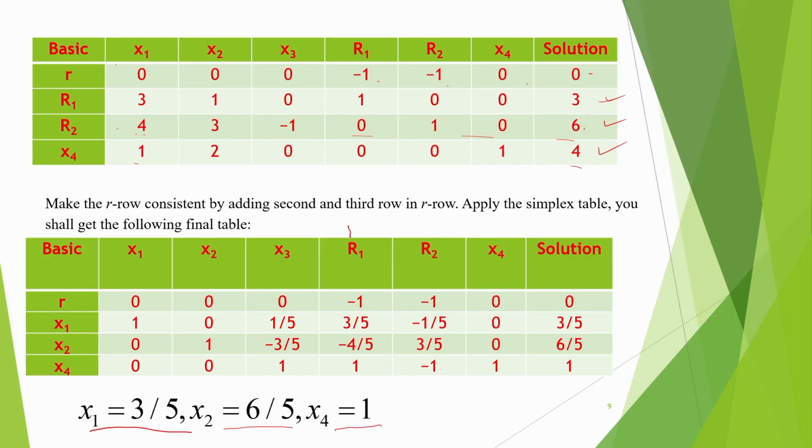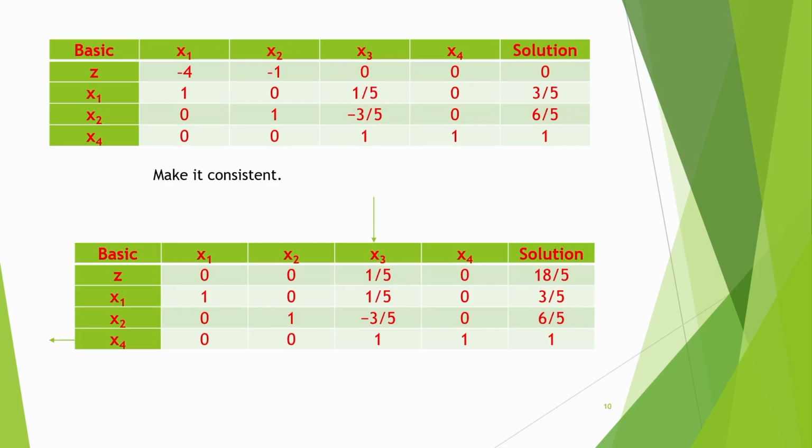So we got that and we can straightaway use this table for the next phase. We can remove R1 and R2 from the picture. We can just scrap them and write as usual. Now we take the original objective. So z is equal to minus 4, minus 1. We put minus 4, minus 1, and the coefficients of x3 and x4 are 0, the solution is 0, and the x1 row, the x2 row, and the x4 row are what we got, but we must make it consistent.